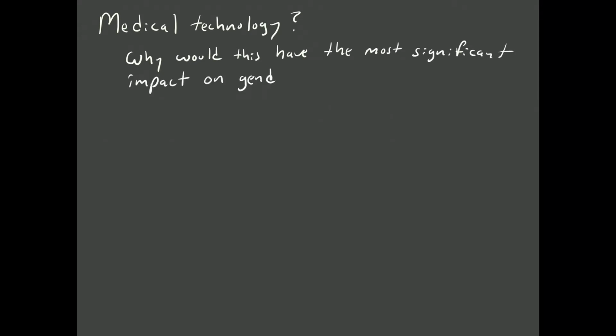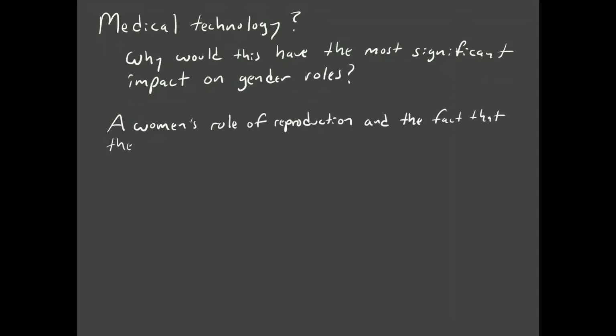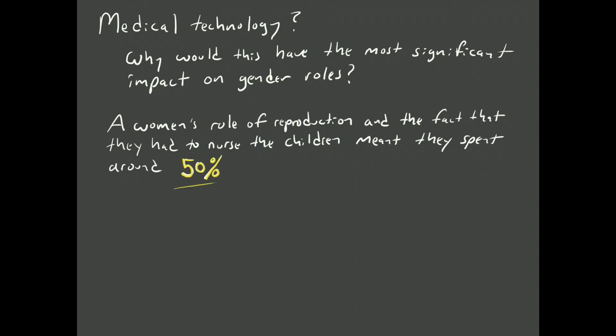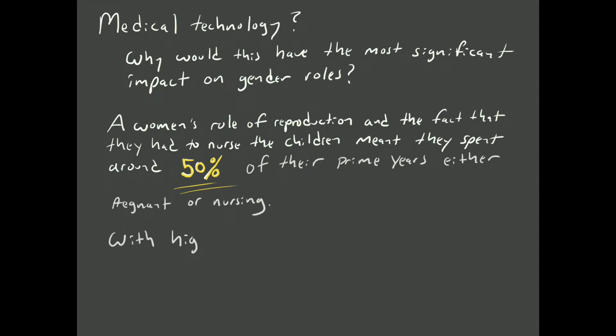But if I had to define one type of technology that has had the most impact on gender roles, it would be medical technology. Why? Because this has had a significant impact on reproduction. Medical technology has allowed for women to evolve their roles because they don't have to spend as much time caring for the next generation. Women used to spend 50% of their prime years pregnant or nursing.